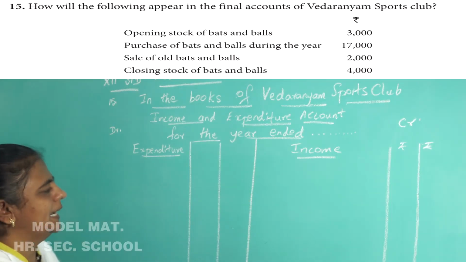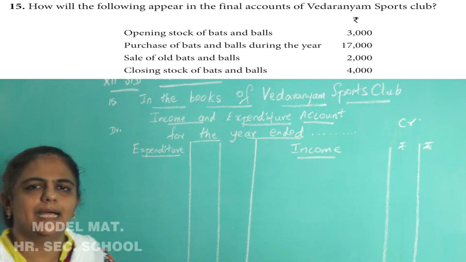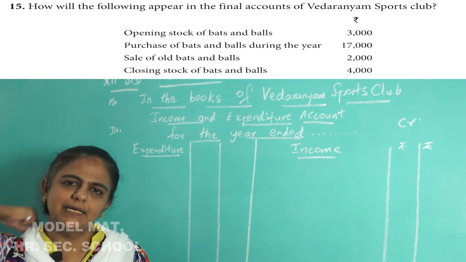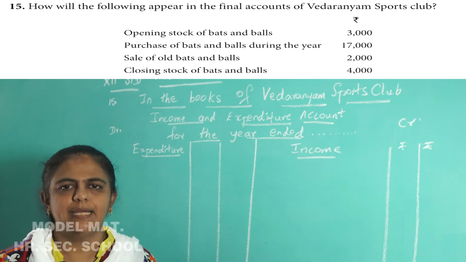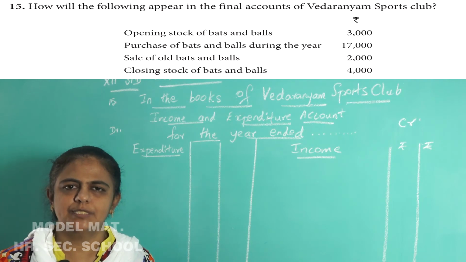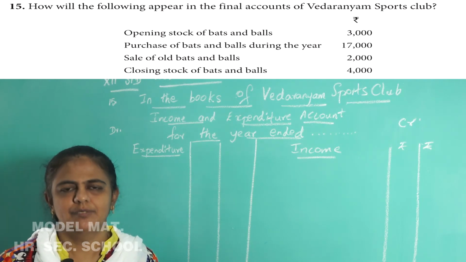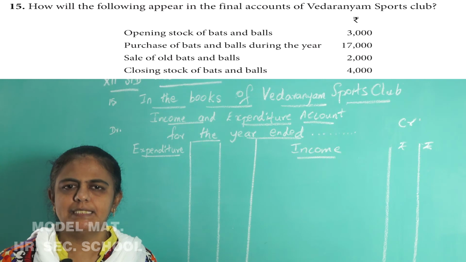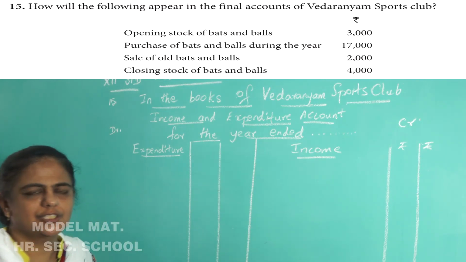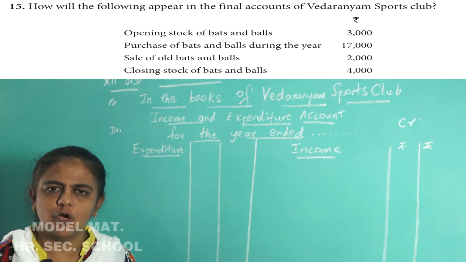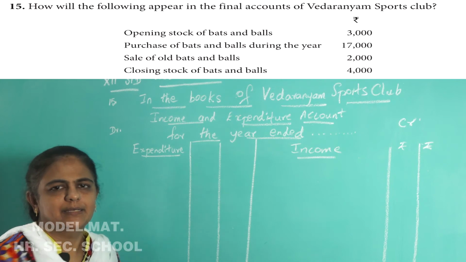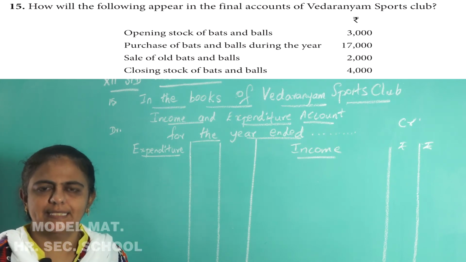Okay. See the question, children. Opening stock of bats and balls. Now, what are these bats and balls? They are all sports materials. Is it clear? So, they are treated as revenue items and they are consumable items. Bats and balls are consumable items. So, I already told you consumable items should be shown on the debit side of the expenditure account. What is the opening stock and how much you purchased during the year, both should be shown on the debit side, that is on the expenditure side.